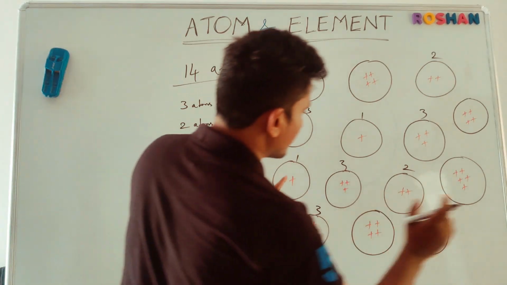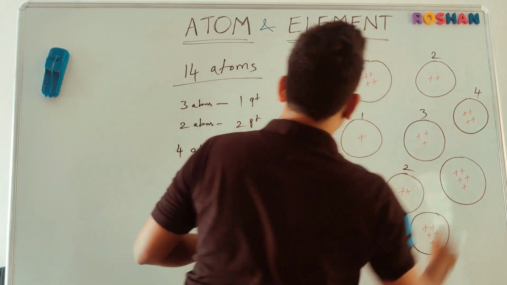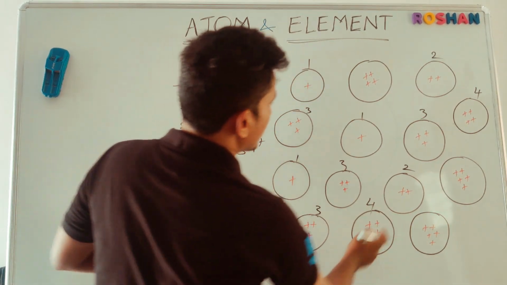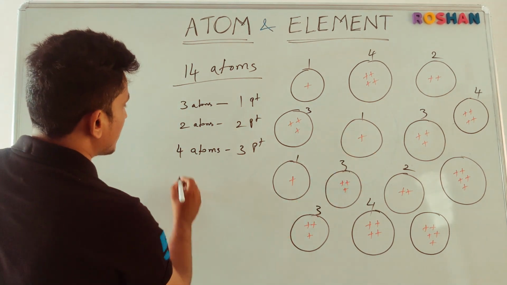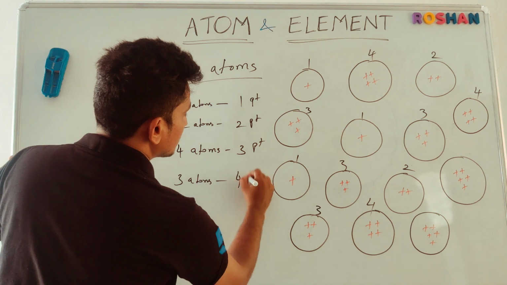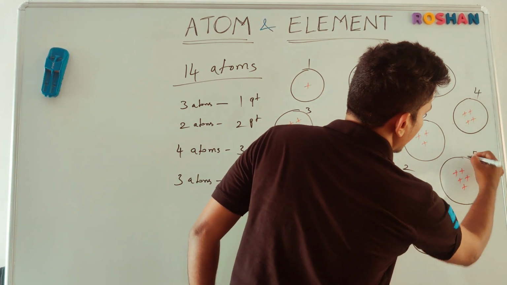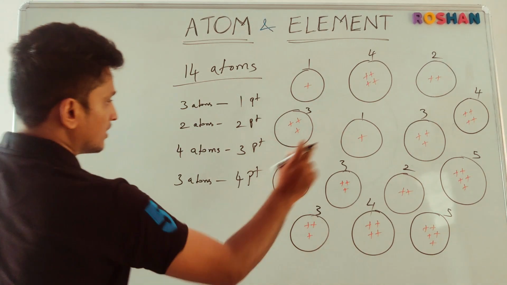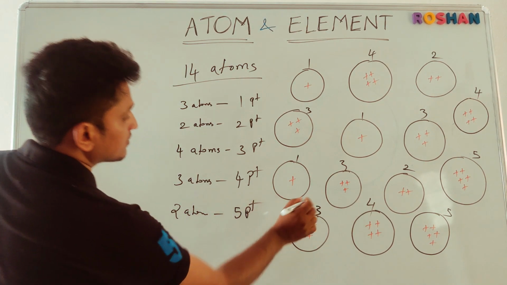Now we have other atoms also, students. This contains 4 protons, and this contains 4, this contains also 4. Total how many atoms are there? 3 atoms. Each atom contains how many protons? 4 protons. And look at these 2 atoms. This contains 5 protons and this contains 5 protons. Total how many? 2 atoms are there with 5 protons.